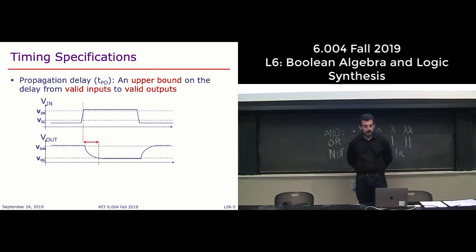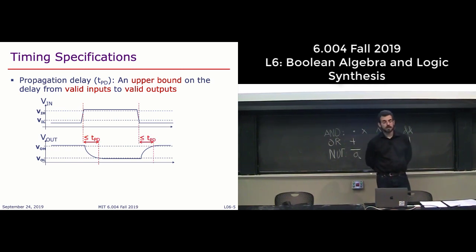So looking at this diagram, we can look at the delay from the time at which the input reaches a valid digital value to the output reaching a valid digital value, and we'll see that we have two transitions, so we have two intervals there. Both of these intervals have to be at most the propagation delay, right? So we're interested in the longest of all these delays. So our goal in circuit design is going to be to minimize this propagation delay.